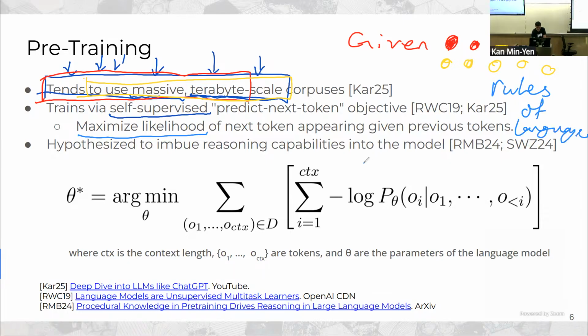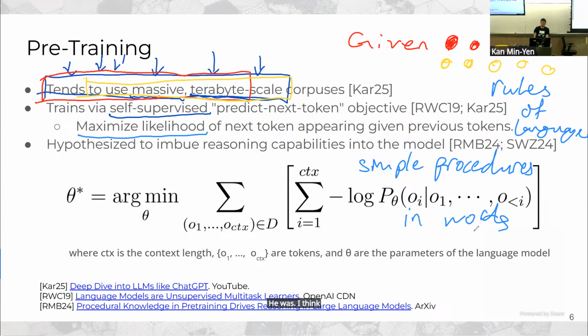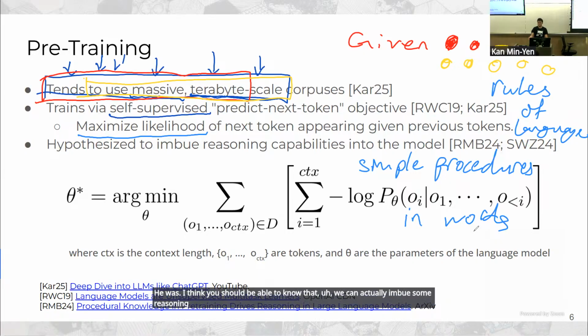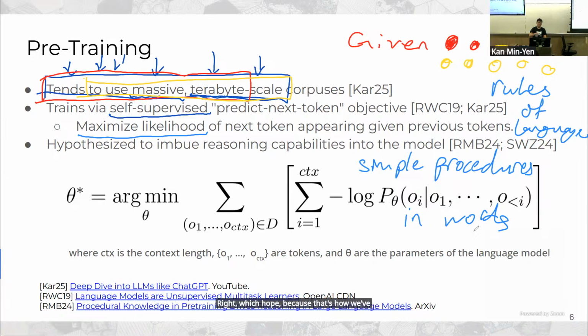And some simple procedures, in words. I think you should be able to know that we can actually imbue some reasoning, we can imbue some task capability just by language alone, because that's how we've been communicating with each other. I can instruct you, I can teach you something new. So why can't I teach something else that conceptually understands language, a new concept or a new procedure or a new capability? So that's really what we're doing with pre-training here.